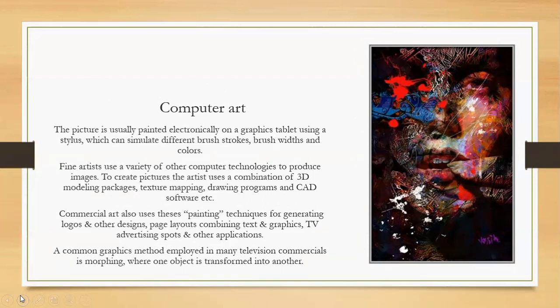Fine artists use a variety of other computer technologies to produce images. To create pictures, the artist uses a combination of 3D modeling packages, texture mapping, drawing programs, and CAD software. Commercial art also uses these painting techniques for generating logos and other designs, and page layouts combining text and graphics, TV advertising spots, and other applications. A common graphics method employed in many television commercials is morphing, where one object is transformed into another object. The picture of computer art is displayed here.